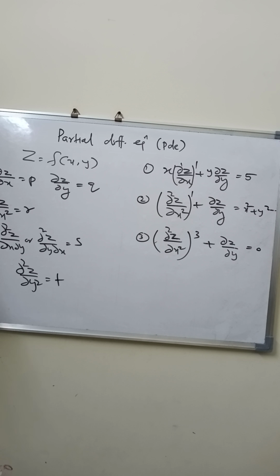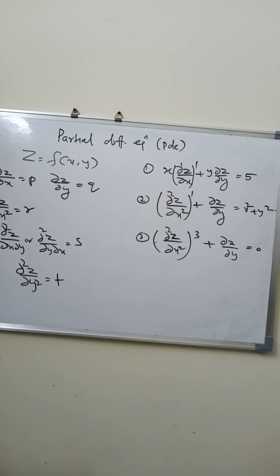Next, what is the order of a partial differential equation? The order of the partial differential equation is the same as the order of the highest partial differential coefficient. Next definition, degree of a partial differential equation. The degree of the partial differential equation is the degree of the highest derivative.